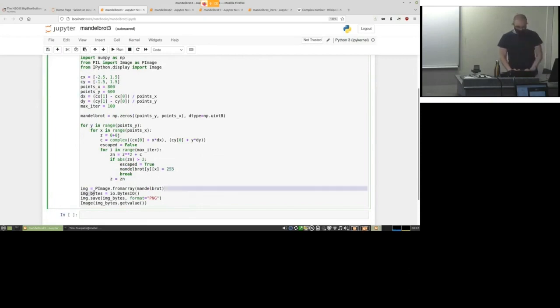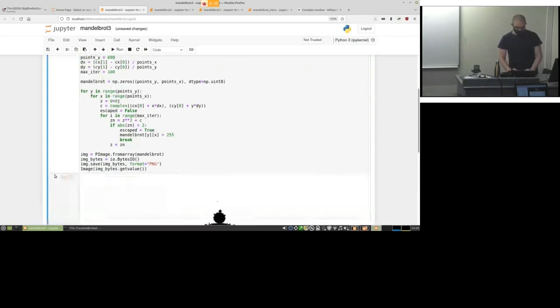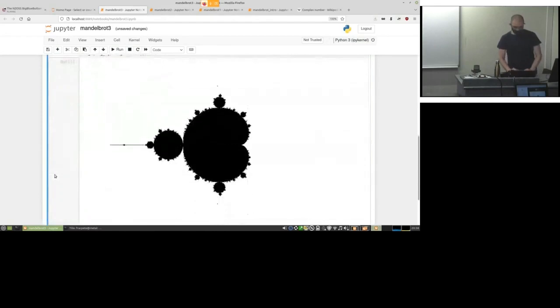And then I can turn that into a Pillow image, put that into a bytes buffer, and then use an Image from IPython, and that gets nicely displayed inline. So I can run that one then. And then you get that. And it's a slightly higher resolution than previously with just 80 by 60. Still, you can start to see the repeating.